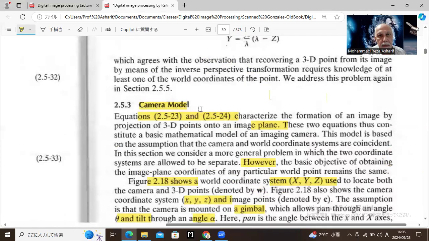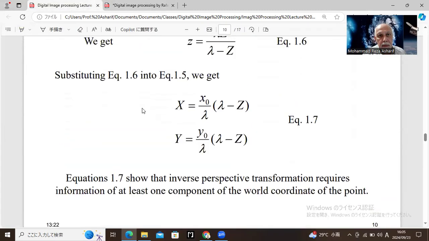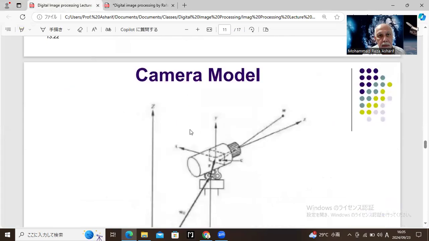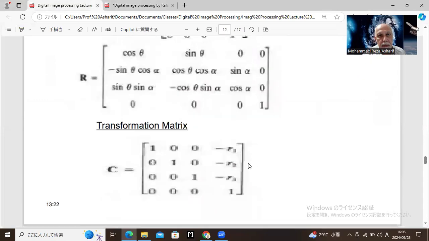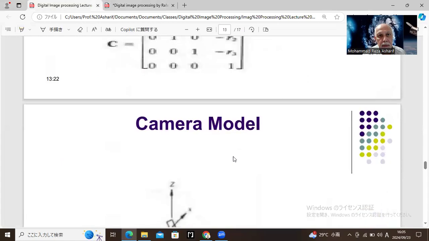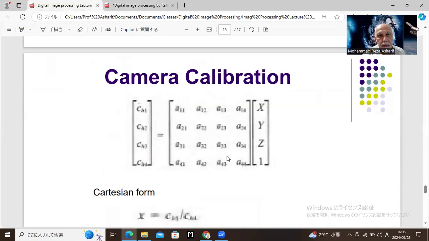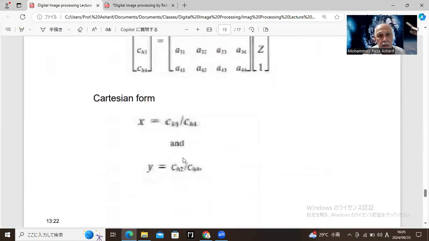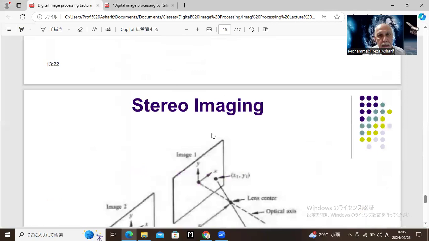Then we go to our model here. Again, I show you. This is G, this is R, this is the transformation again, C, and this is other images that I didn't show you. And then after this, we can obtain X, Y. Here I didn't write. Anyway, after this, we go to a stereo image.